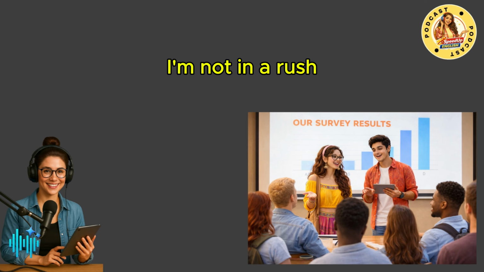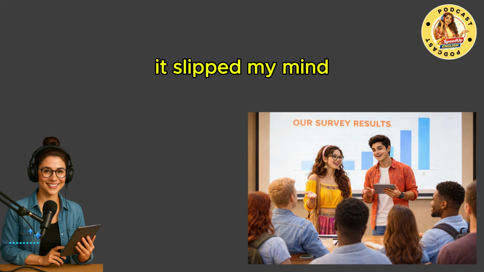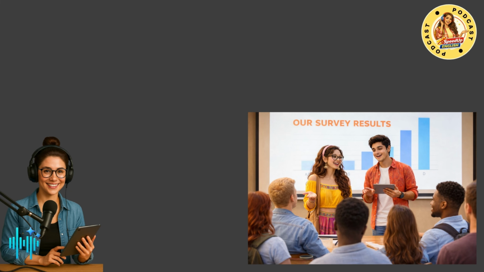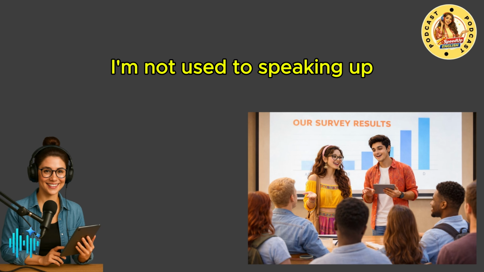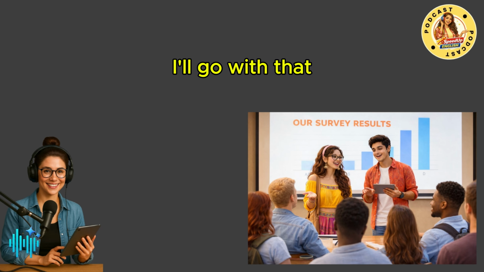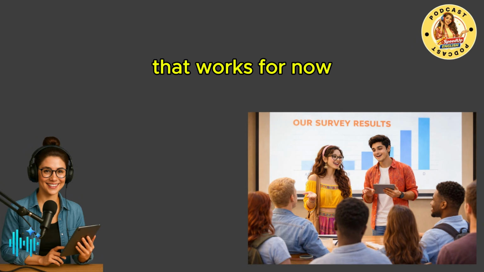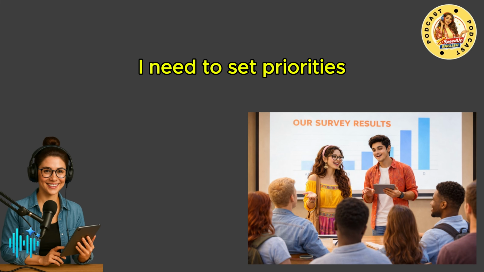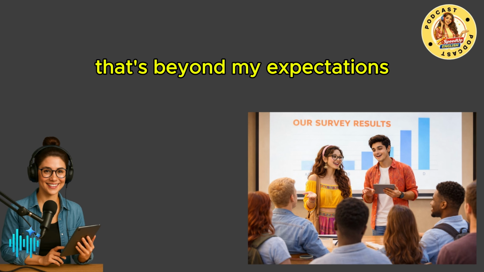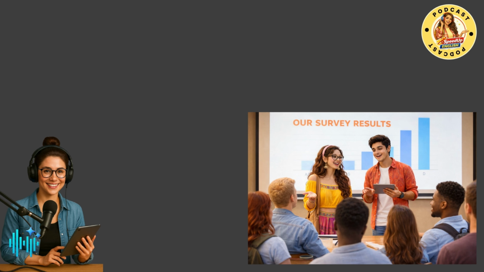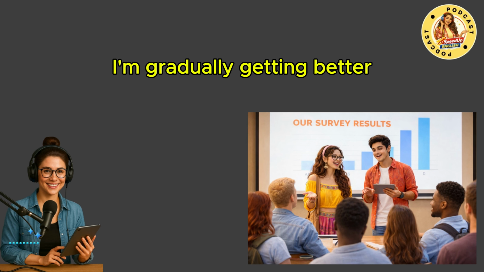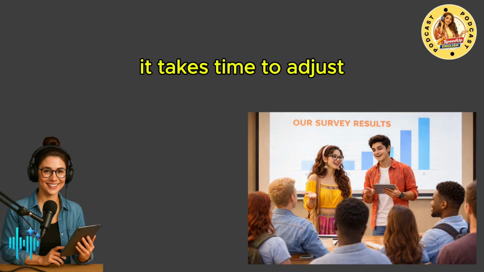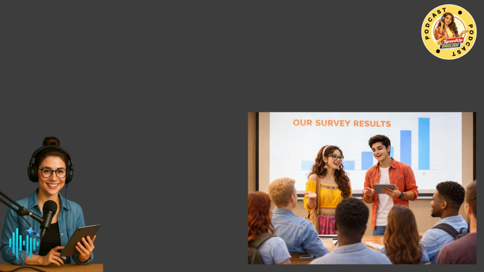I'm not in a rush. I'm short on time. It slipped my mind. I'm not used to speaking up. I'll go with that. That works for now. I'm doing my best. I need to set priorities. That's beyond my expectations. I'm gradually getting better. It takes time to adjust.